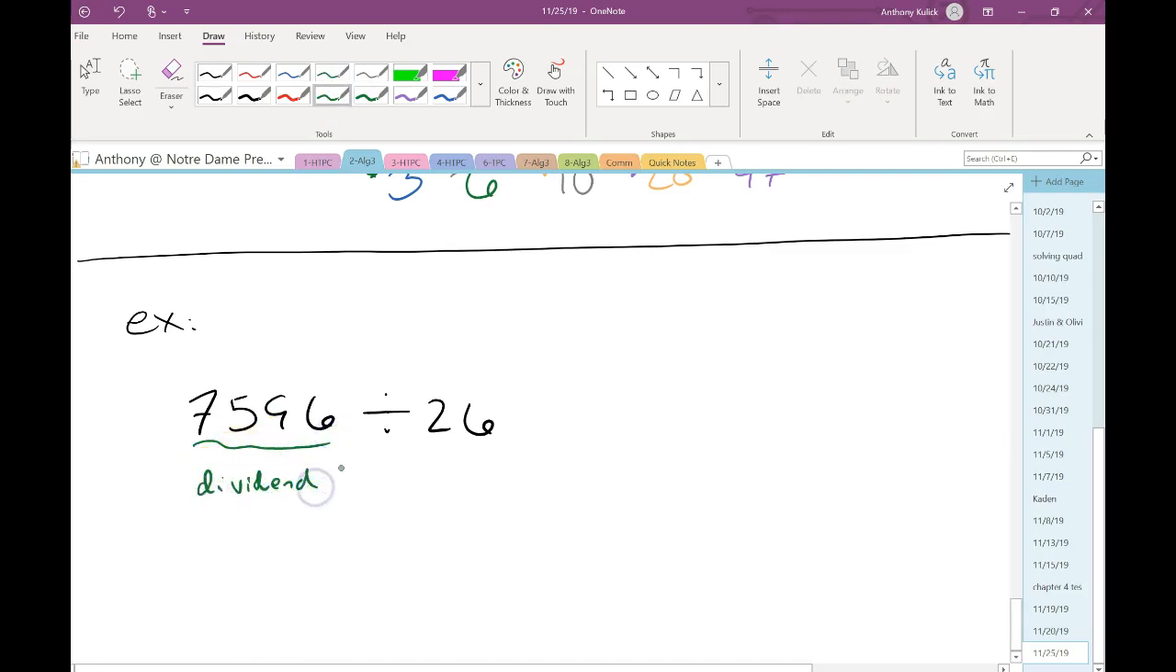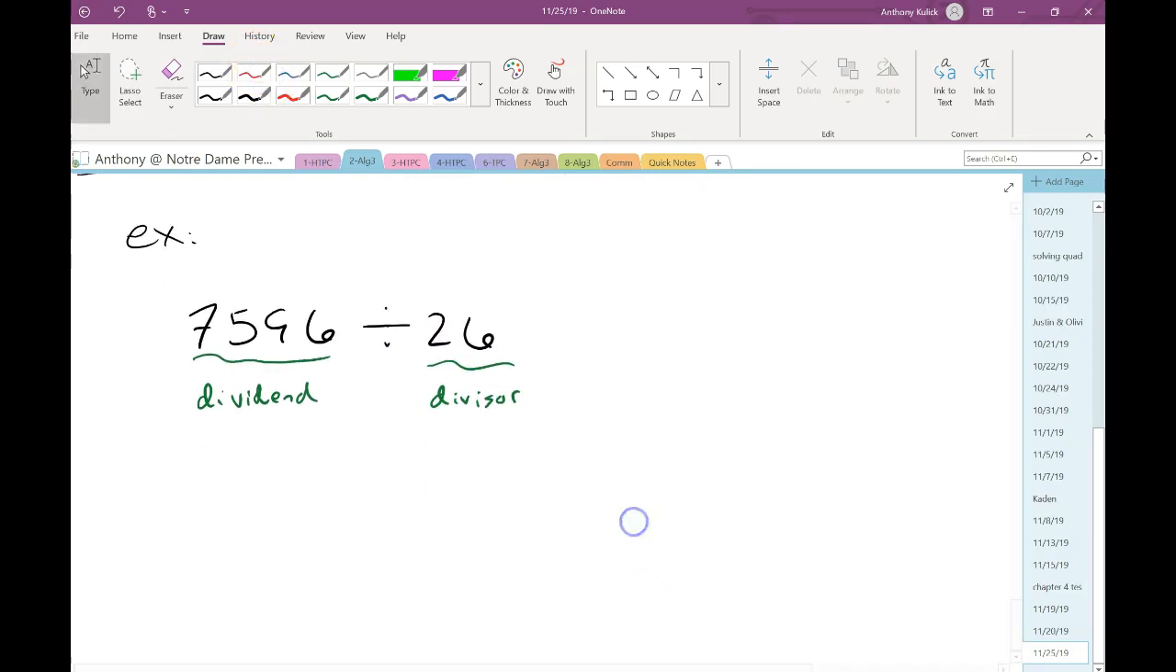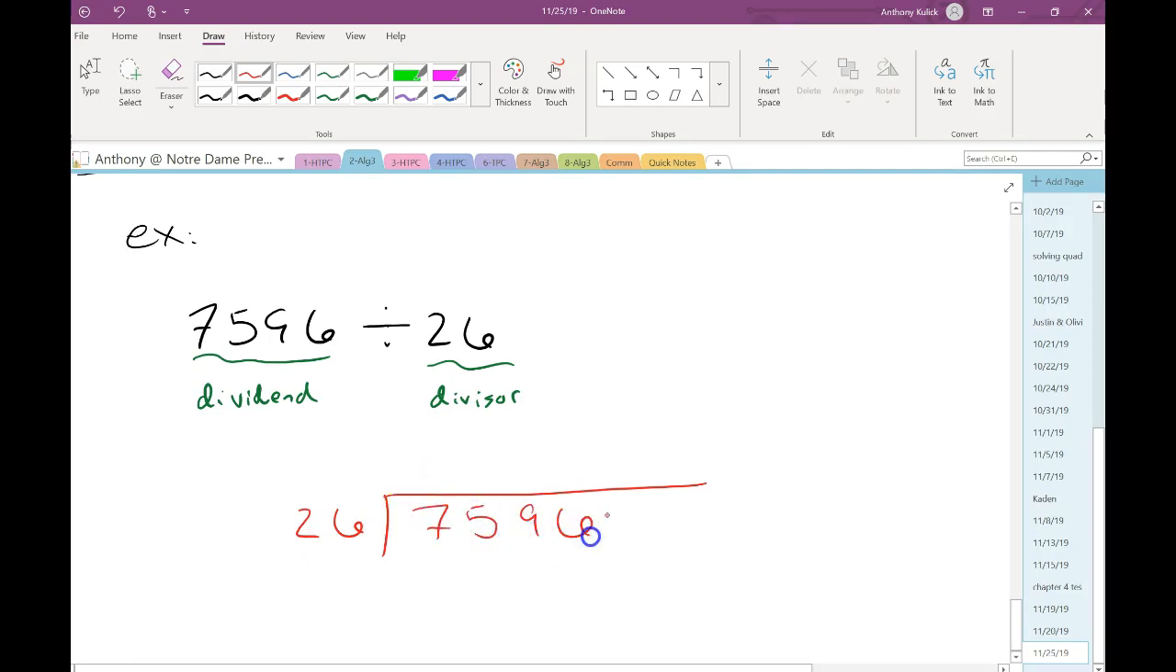Just as a little bit of vocab, this number is called the dividend, and this number is called the divisor. When we set up our division problem, we write a division bar, and then which number goes outside of the division bar? The divisor. Good. And what number goes under then? The dividend. Everybody's happy there?